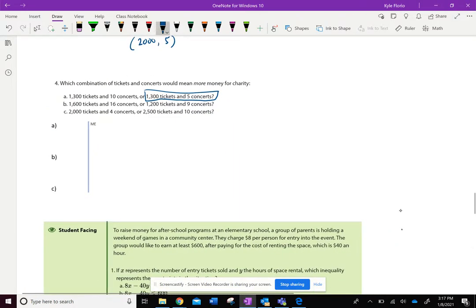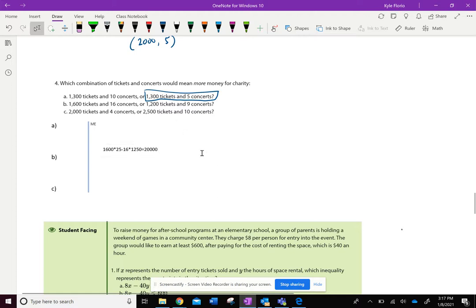Which one would I make more money? 16,000 tickets and 16 concerts, or 12,000 tickets and 9 concerts? Well, I'm not sure, so I'm going to actually calculate this one. 1,600 tickets at $25 each, and I'd have to subtract the 16 concerts at $1,250 each. All right, so that option would make me exactly $20,000.